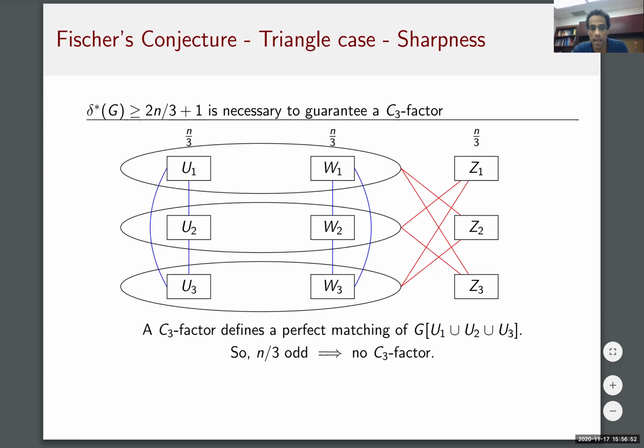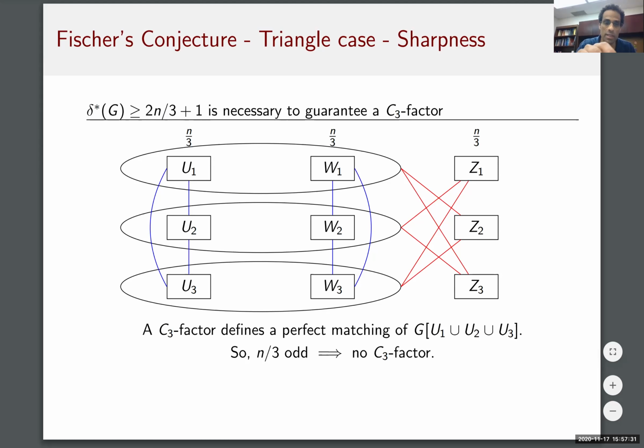So if there were to be a C3 factor of this graph, then every triangle in my C3 factor would have exactly one vertex in Z, which means that every triangle in my factor would have exactly two vertices outside of Z. And that would mean that there would be a perfect matching of this part of the graph, which I cannot have if n over 3 happens to be odd. I'm assuming here that 3 divides n just for convenience.